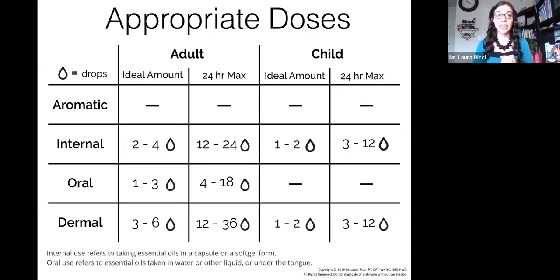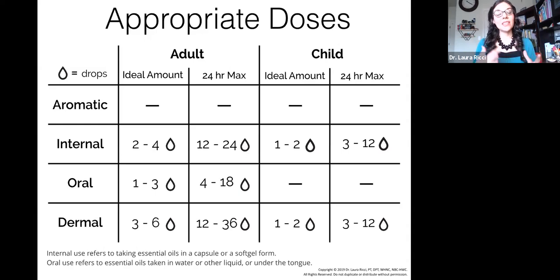Okay, here's a really good chart. This could be something that you would want to screenshot and have on hand and use as a reference guide. So this is for adults as well as children, and it's talking about internal. Internal here refers to taking essential oils in a capsule or a soft gel form, and oral in this chart actually refers to essential oils taken in water or other liquid or under the tongue. And we did a whole class on internal use of essential oils last month. And then you can look there, the dermal or the topical use.